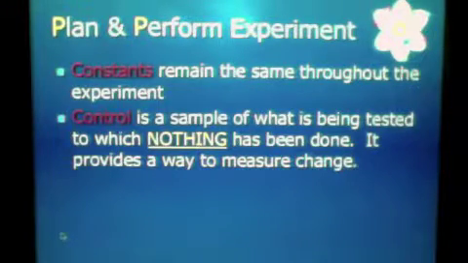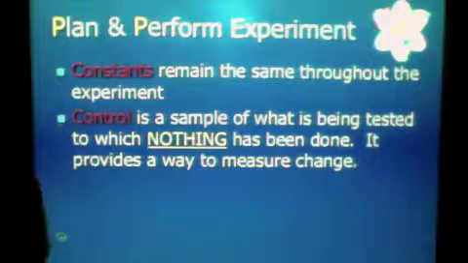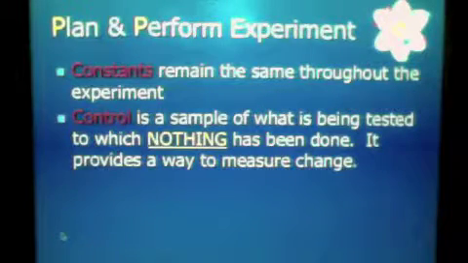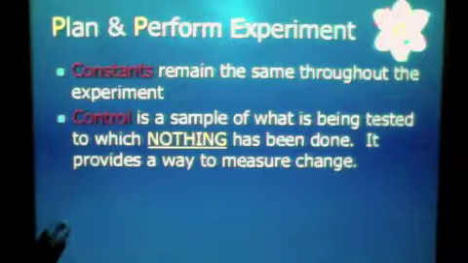Then you have to figure out what your constants are going to be, which means they're going to remain the same throughout the experiment. So typically like temperature and things like that are going to be constant. Control is a sample of what is being tested to which nothing has been done. It provides a way to measure change. Not all experiments have a control, but it's good to have one if you can.